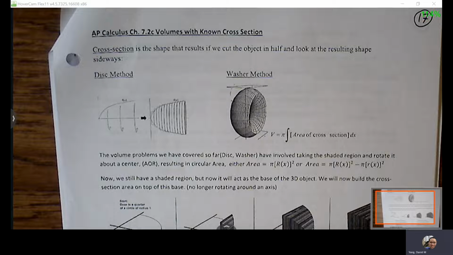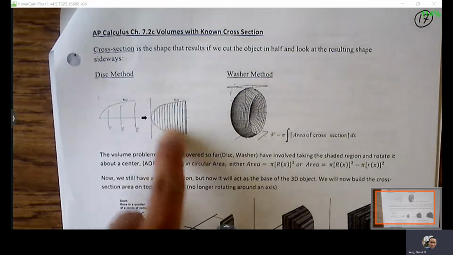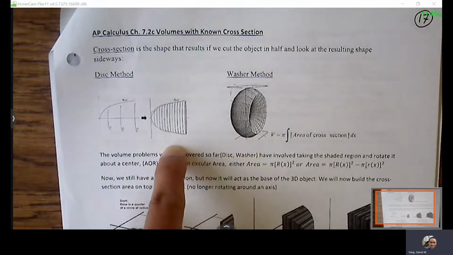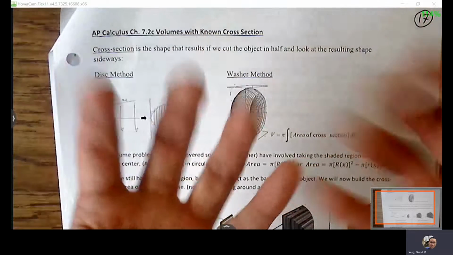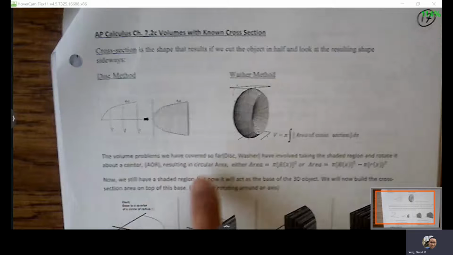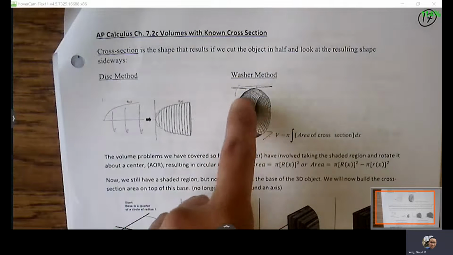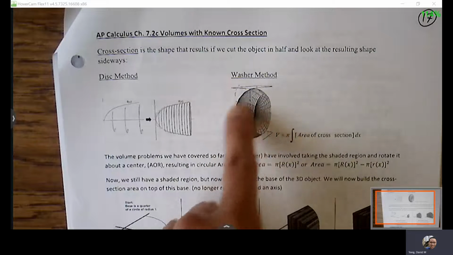Cross-section is the shape that results if we were to slice or cut the object in half and look at the resulting shape. So here, if we were to slice this bowl-shaped object in half and open it up, you're going to see circular discs, right? Circular shapes. Same thing here. If I were to slice this in half and open it up, I'm going to see circular rings, right? Circular rings.